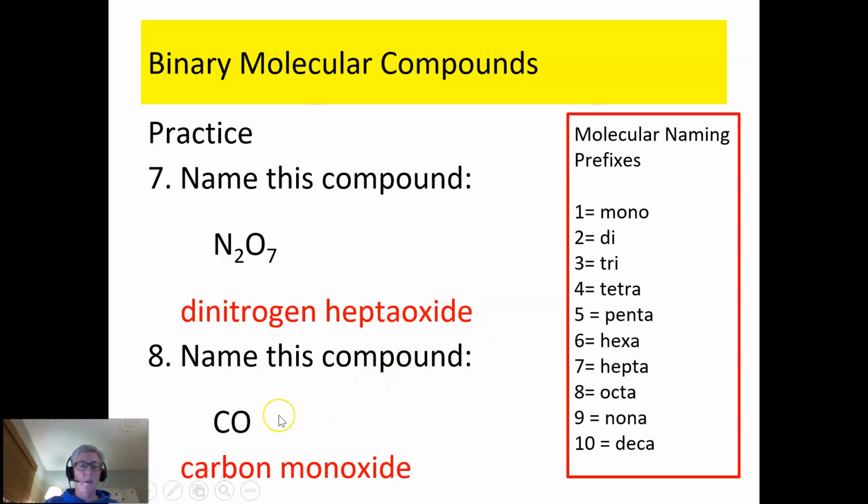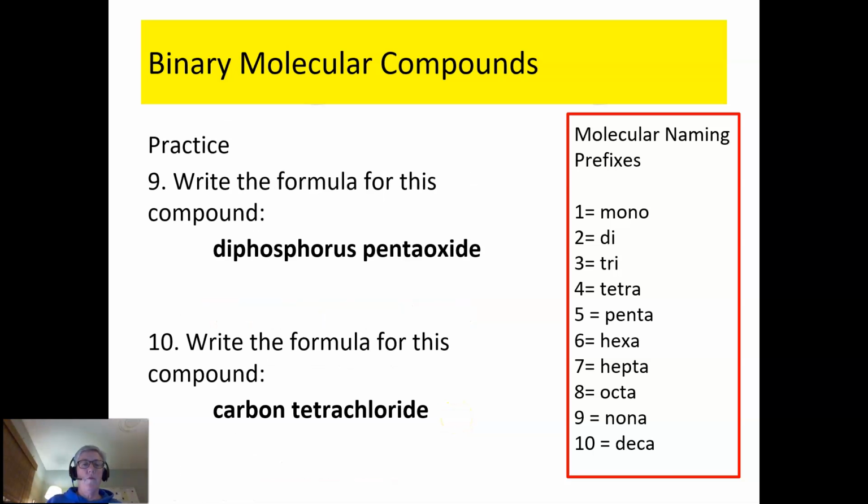And then this one, CO, is carbon monoxide. If there's one of the first element, we don't say mono. So we don't say monocarbon monoxide. We just say carbon monoxide. And again, I've dropped an O because it would be monooxide. So you can drop a vowel when there's 2 butted up against each other. That's pretty common.